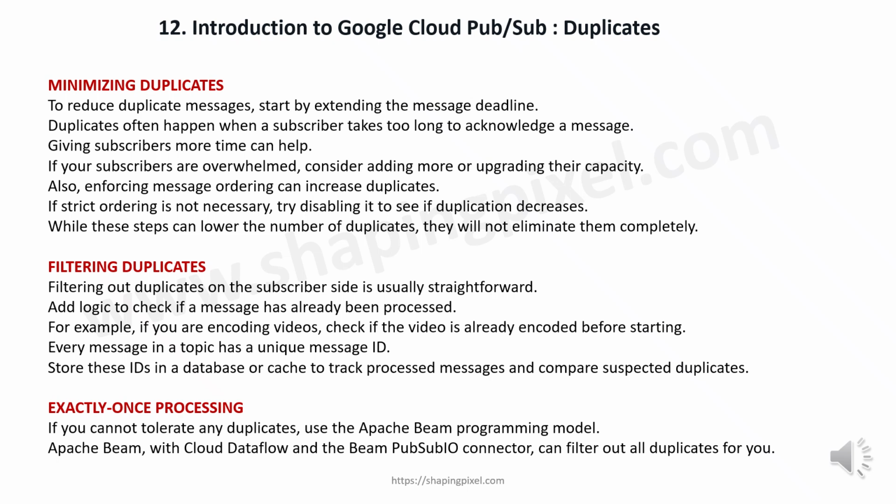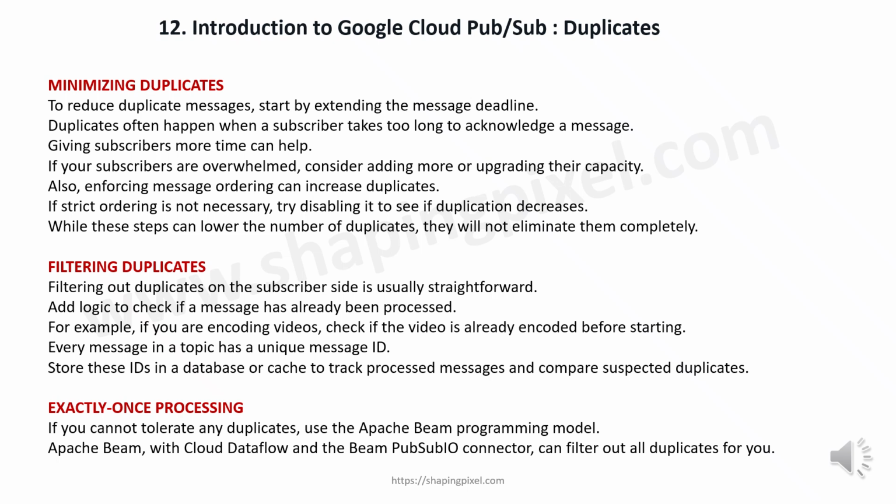Filtering out duplicates on the subscriber side is usually straightforward. Add logic to check if a message has already been processed. For example, if you are encoding videos, check if the video is already encoded before starting. Every message in a topic has a unique message ID. Store these IDs in a database or cache to track processed messages and compare suspected duplicates.